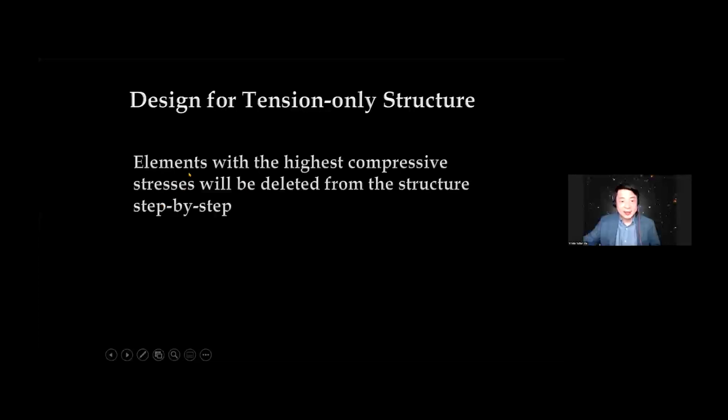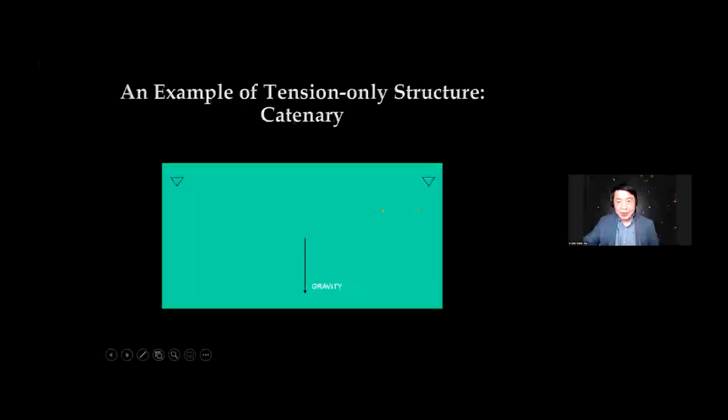And to find the shape, again, you can start from an initial design, any shape, then every step you remove the elements with the highest compressive stress. Because in this design case, we want to avoid compression in the structure. So the elements with the highest compressive stress will be deleted in every iteration. I'm going to show you a very simple example of a tension-only structure.